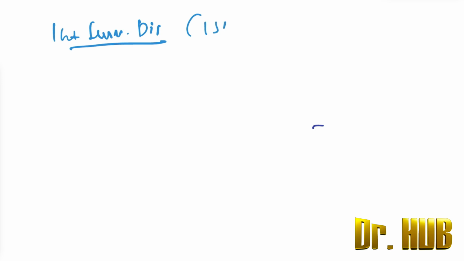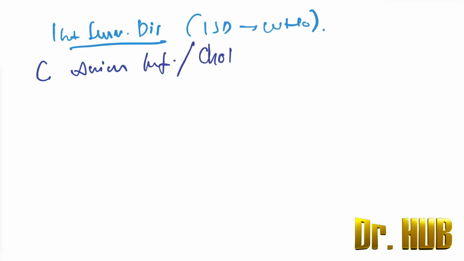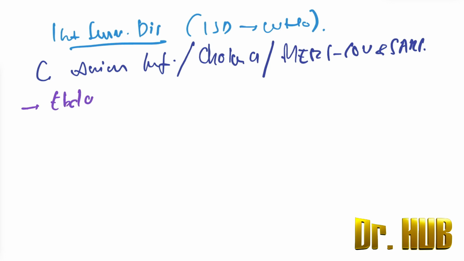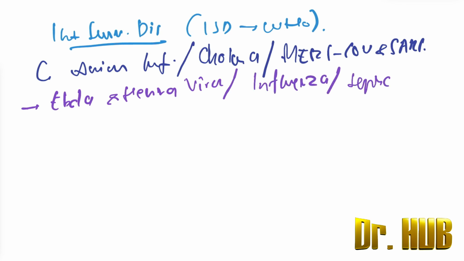Next, we'll move on to the international surveillance diseases. In short, this is the ISD, and we are looking at it as per the WHO. So this includes avian influenza, then there is also cholera, MERS-CoV and SARS. Then comes the presence of Ebola and the Hendra virus. Then comes influenza, leptospirosis, as well as meningitis.